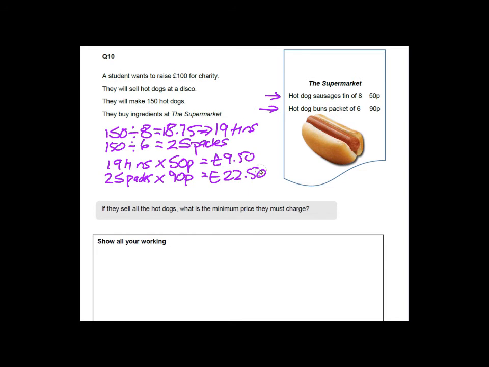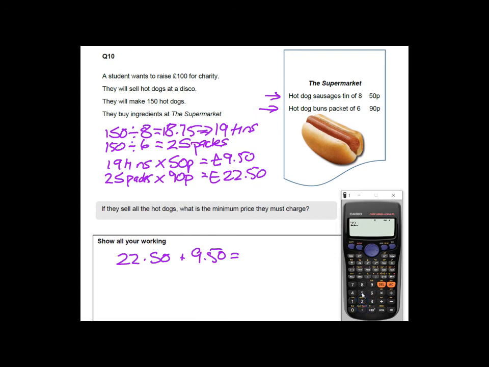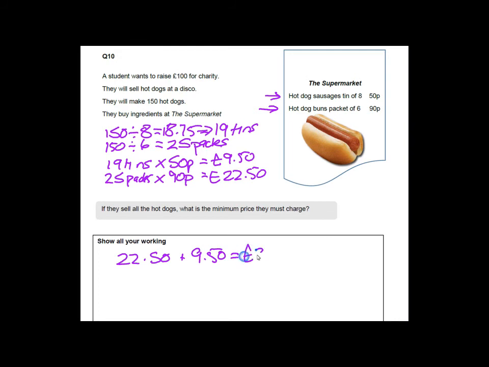So let's add all that together. So £22.50 plus £9.50 is £32 on the hot dog makings. They want to raise £100 for charity, so we'll add the £100, and what we're looking for is £132. £132 is the minimum amount they need to make.